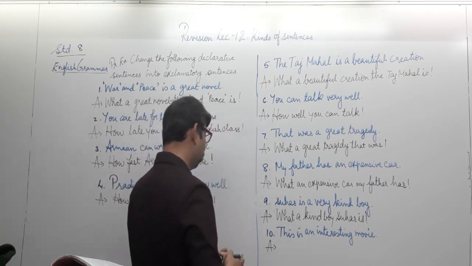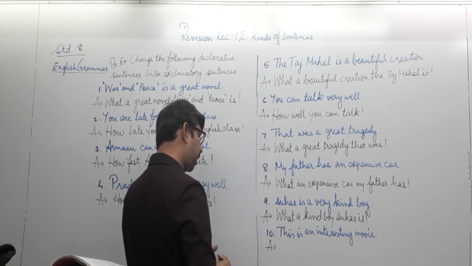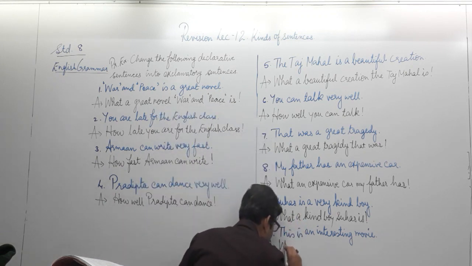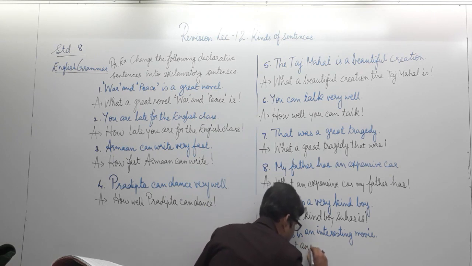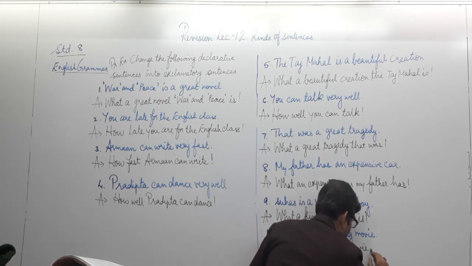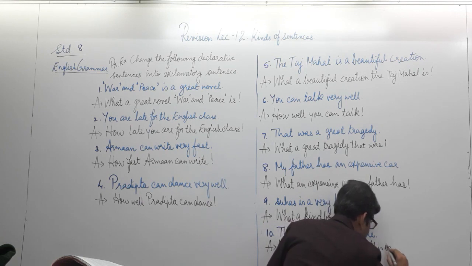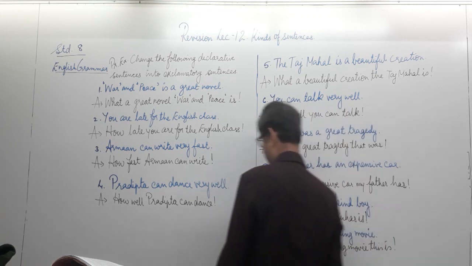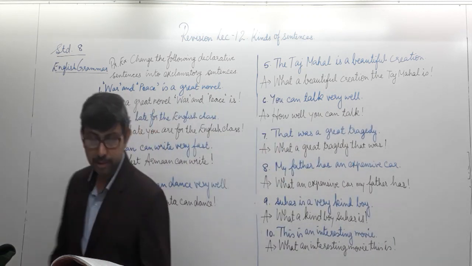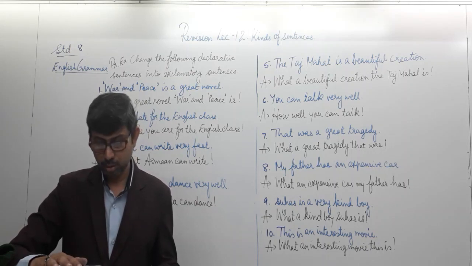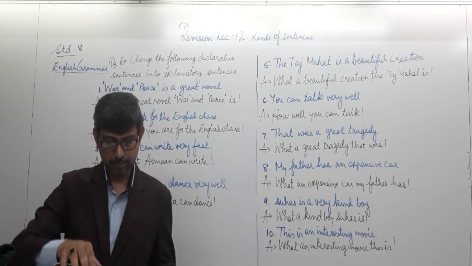What an interesting movie this is. We are not going to say how an interesting movie this is. It would be incorrect to say so. What an interesting movie this is. And finally the exclamation mark at the end. These were the 10 sentences which we changed from declarative sentences to exclamatory sentences.